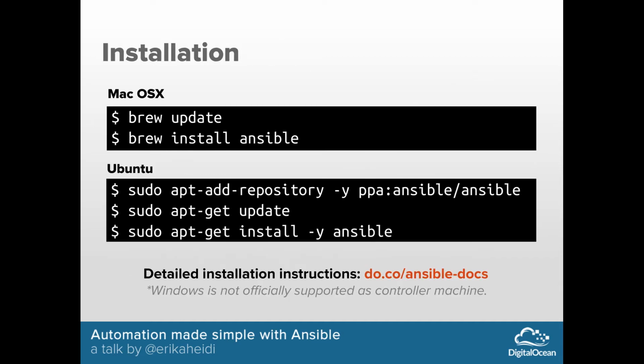So how to install Ansible? It's very easy. On Mac OS, you can use Brew. On Ubuntu, you can use the PPA repository. It's better because then you get the newest version of Ansible. And if you use Windows, I'm sorry, but Windows is not officially supported as a controller machine. Well, it's not a big deal because you can always use a VM for that. So we can have a VirtualBox Ubuntu VM and use it as a controller machine, or you can create a VPS on DigitalOcean and use it as a controller machine as well. So it's not a big deal.